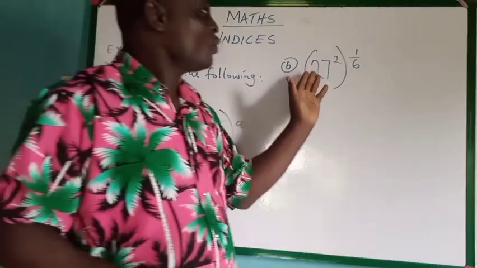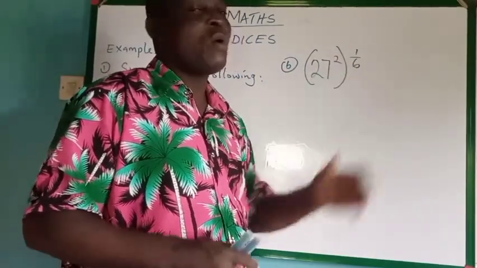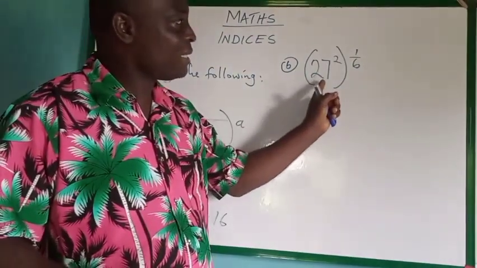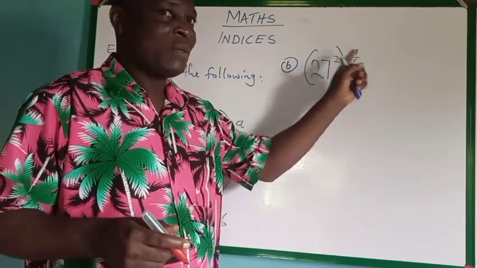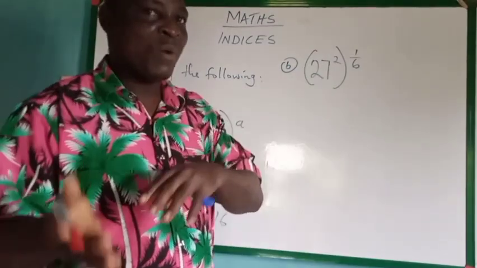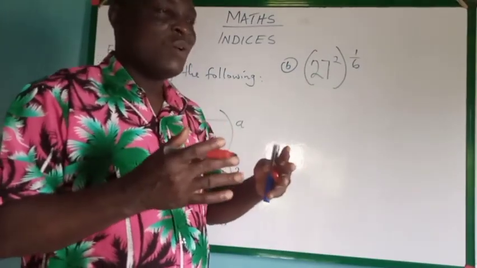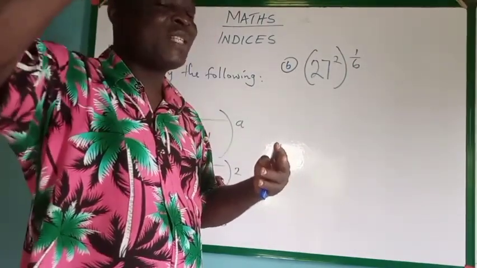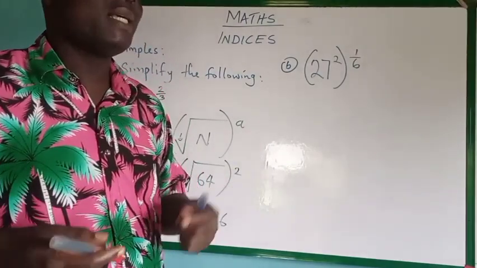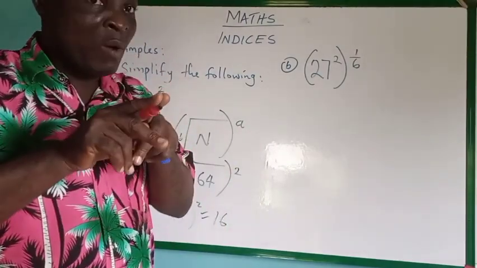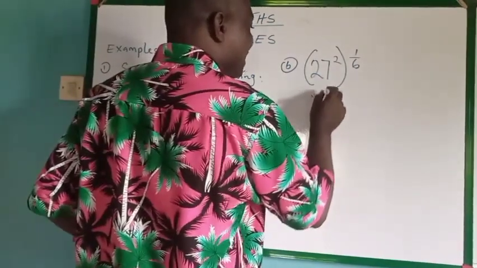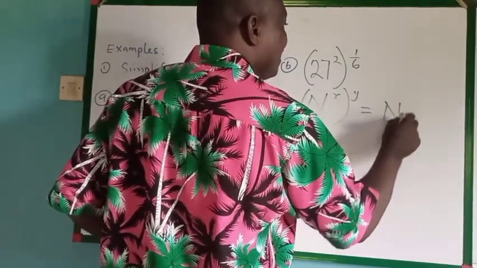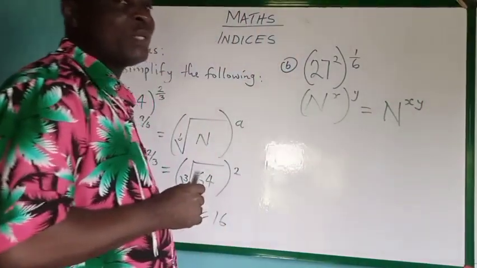The second one has 27 raised to power 2, all raised to power 1 over 6. How do we operate that? Remember the law we said. Here we have a power and another power. Where you have a number and its power, both raised to another power, what did we say it will become? It will become the product of the two powers. So we said in that class that when you have n raised to power x and all of them raised to power y, it is equal to n raised to power x times y.